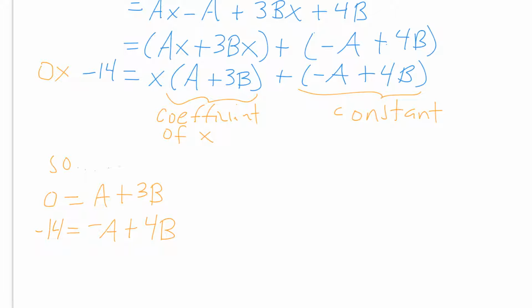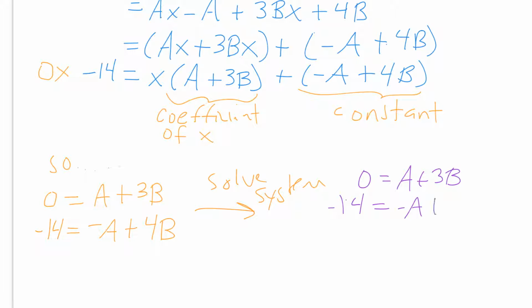And then what we have is a system to solve. So what we want to do is we want to solve this system. And you can use any of the methods you've learned to solve a system. This one looks like solving it using the elimination method is going to be our best bet. So I'm going to rewrite it over here. I have 0 equals a plus 3b, and negative 14 equals negative a plus 4b. Since my a's are already opposites, I can just go ahead and add these two together. So 0 plus negative 14 is negative 14. My a's will cancel, and I get 7b. If I divide both sides by 7, I get b is equal to negative 2.